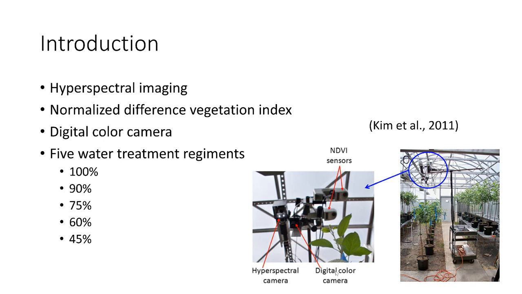measure leaf area index. They subjected apple trees grown in pots in a greenhouse to 5 different watering treatments, and those were expressed as a percentage of field capacity. So the well-watered one was 100% field capacity, and then it went down to 90, 75%, 60%, and the most water stress treatment was 45%.